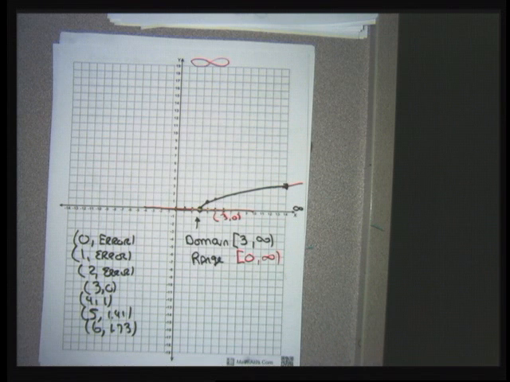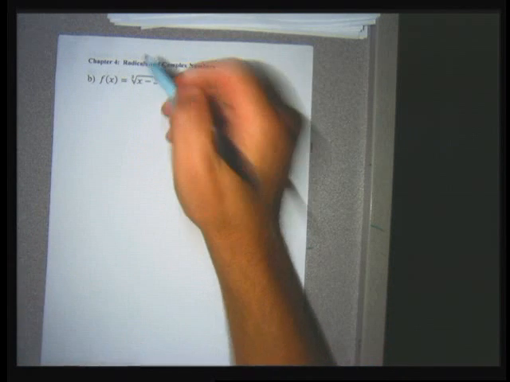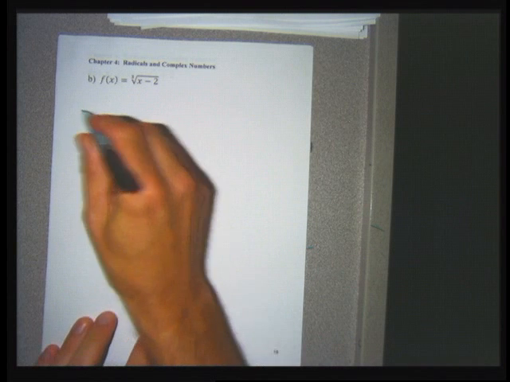The more of these we do, the more you'll be able to rock on the domain and the range, because they're very repetitive. For, heck, I could do the cube root of x minus 2. I haven't done that yet. So now I'm going to do the cube root of x minus 2.